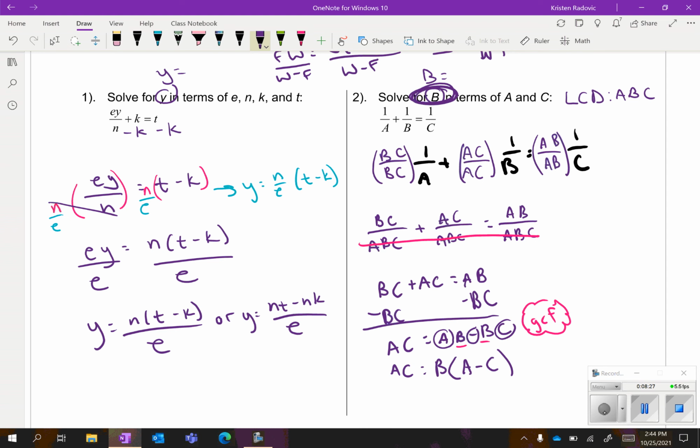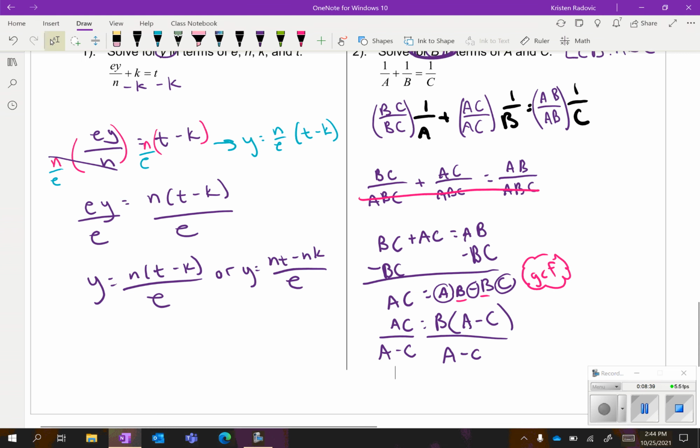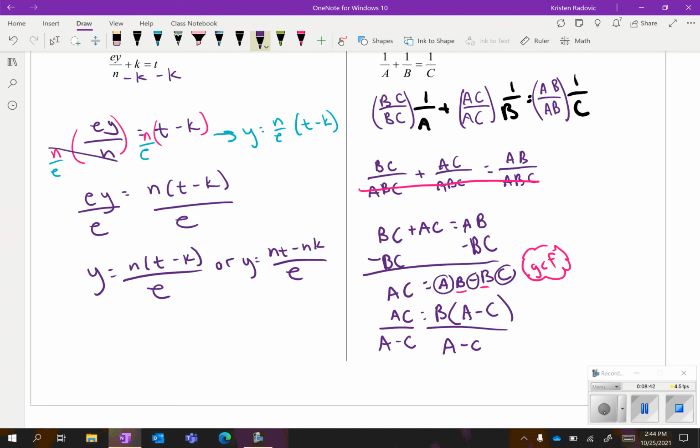And remember, if you had a different order of the letters for the numerator, let's say you had CA over A minus C, that's fine because multiplication is commutative. You can switch the order of it. What you can't have is your denominator being C minus A, because subtraction is not commutative. You cannot switch the order. Anyway, that's all for this video.